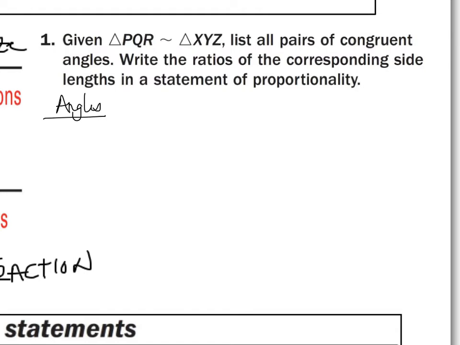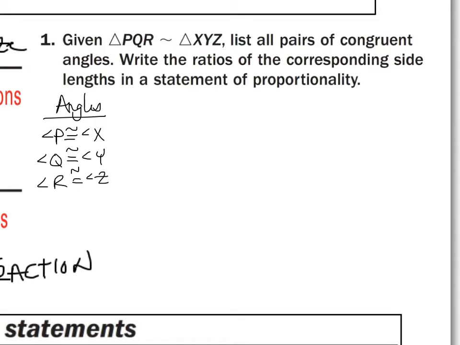In this case, we know that angle P is congruent to angle X. Again, you're matching up sides that are corresponding. Angle Q is congruent to angle Y. And angle R is congruent to angle Z. Okay, the corresponding angles are still congruent. All right. Now, the corresponding sides are proportional.